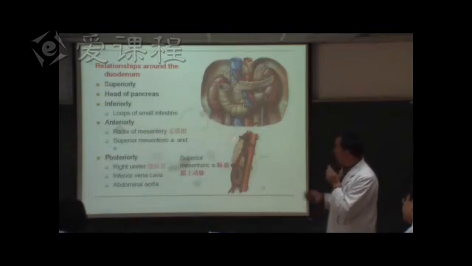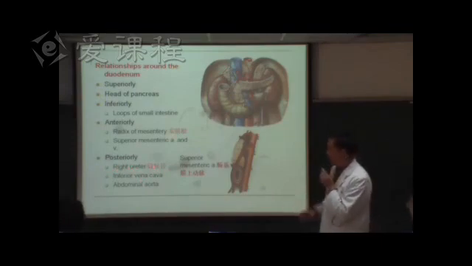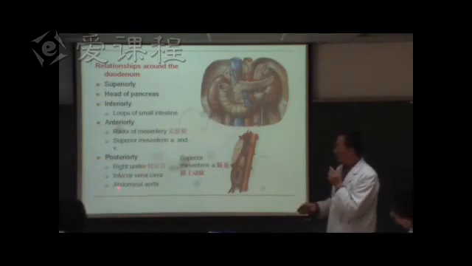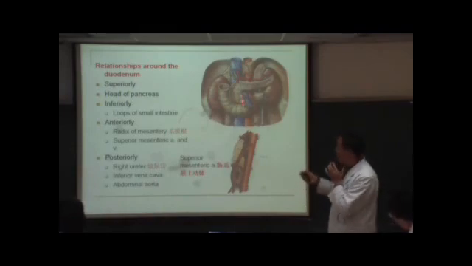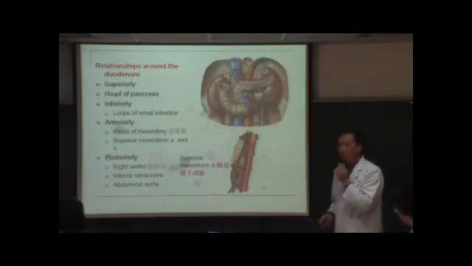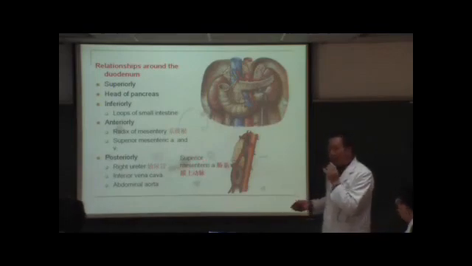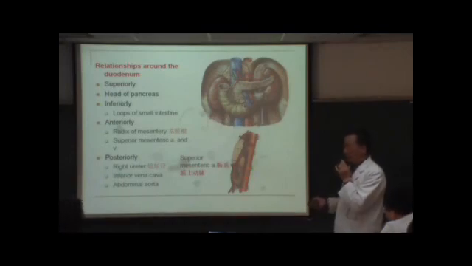duodenum are the right ureter, the inferior vena cava, and the abdominal aorta. These structures are located posterior to the duodenum. You should pay special attention to the relationship between the superior mesenteric artery and the horizontal part of the duodenum.